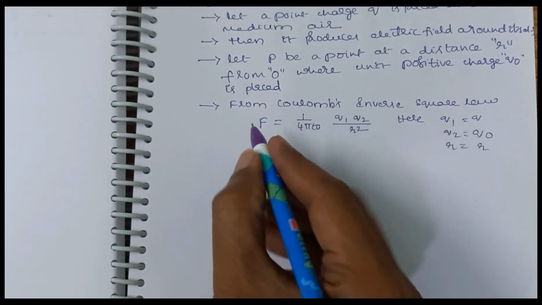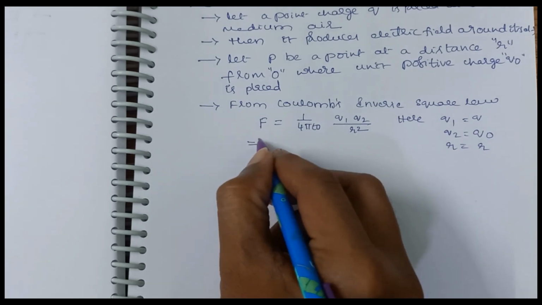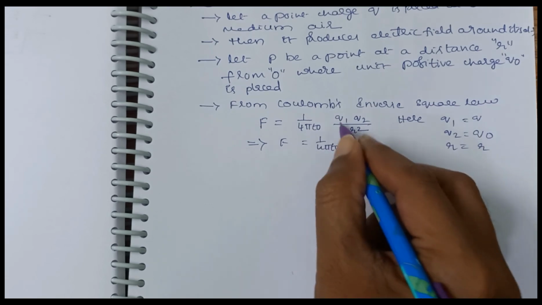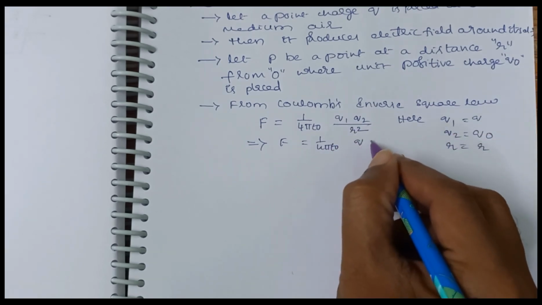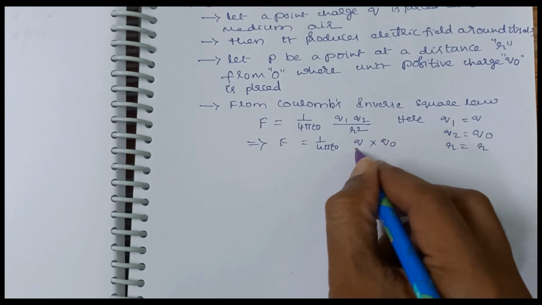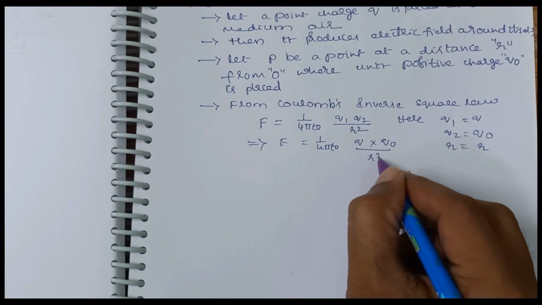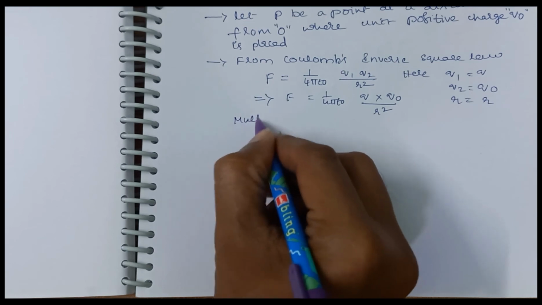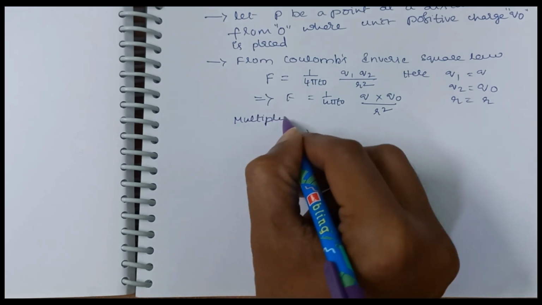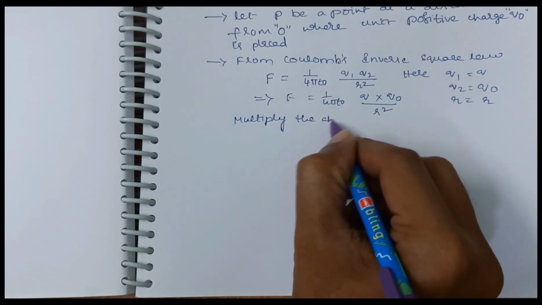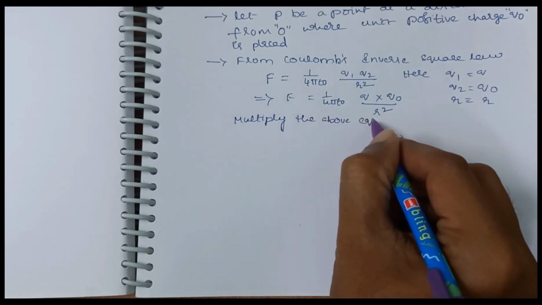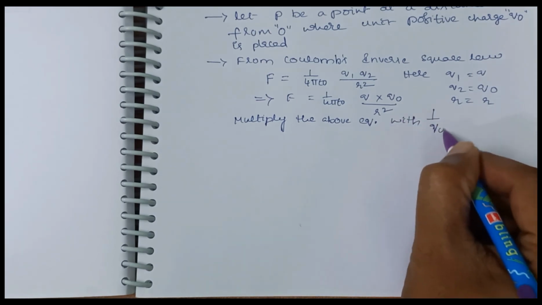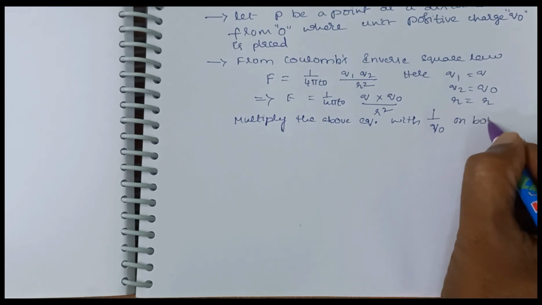So this implies F is equals to 1 by 4 pi epsilon naught, Q1 means we can write here Q, Q2 means Q naught, R square means R square. So now multiply the above equation with 1 by Q naught on both sides.